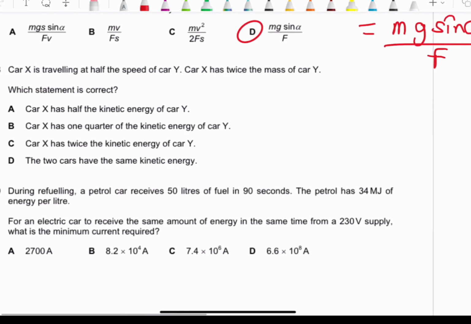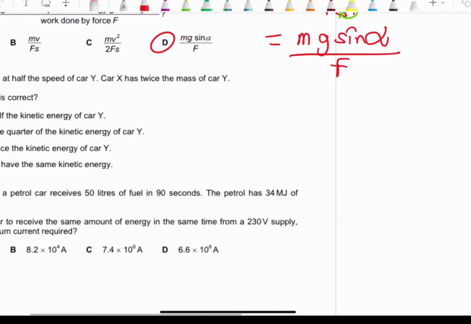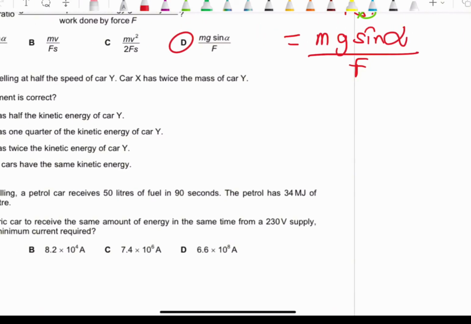Question 18. Car X is traveling at half the speed of car Y. Car X has twice the mass of car Y. They want us to find the statement which is correct. This is the trick with these questions: create your own values.